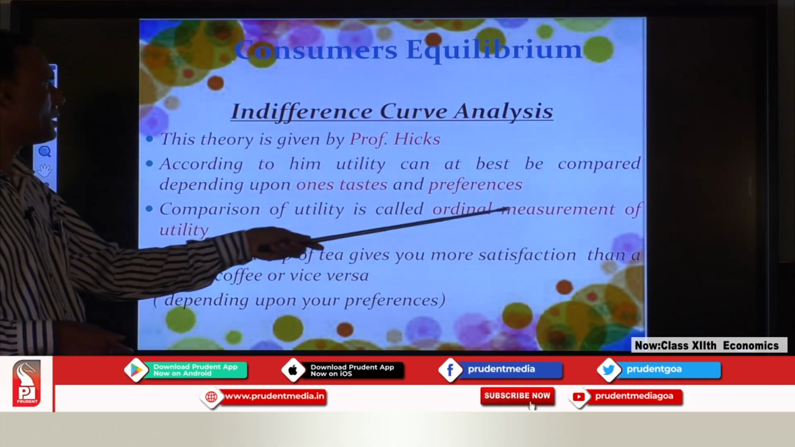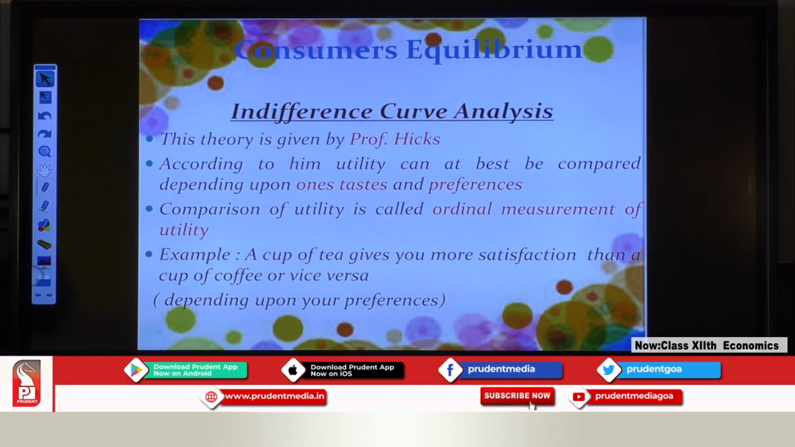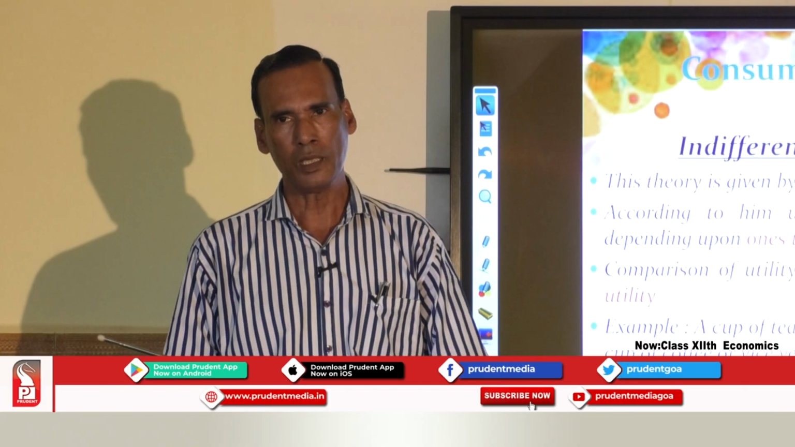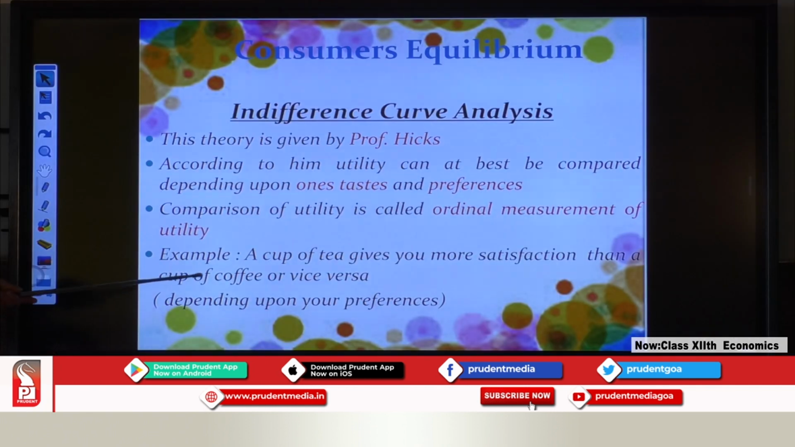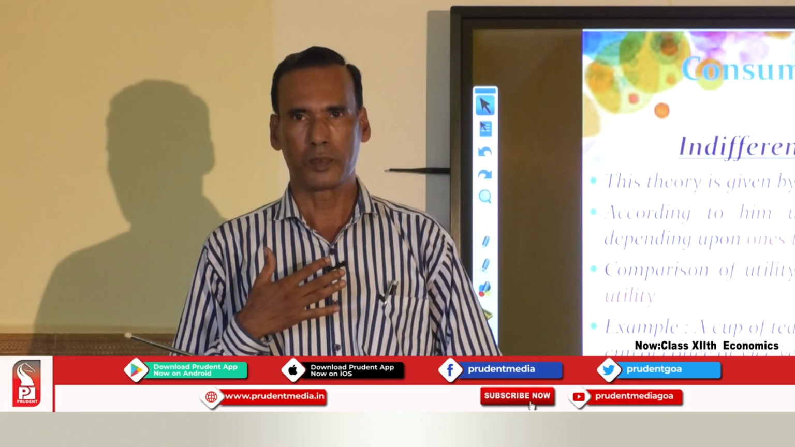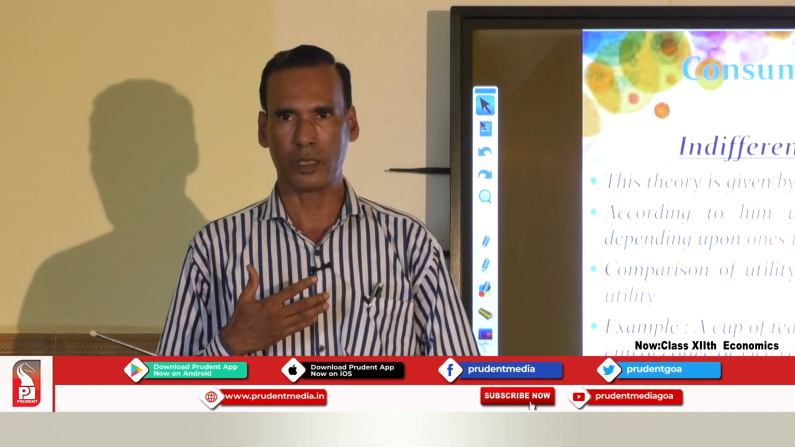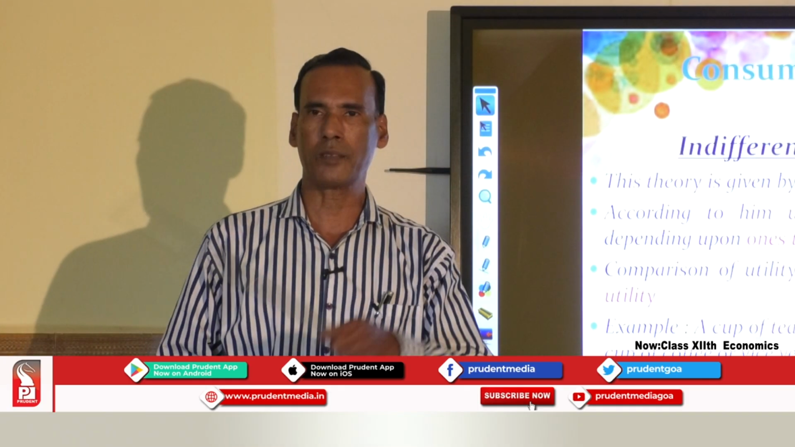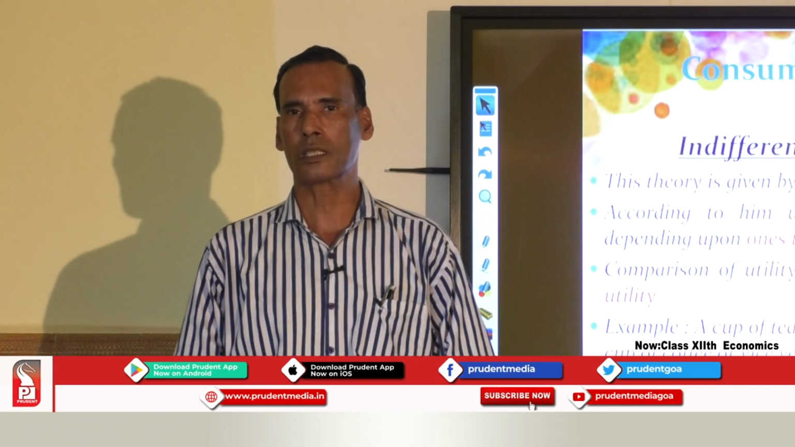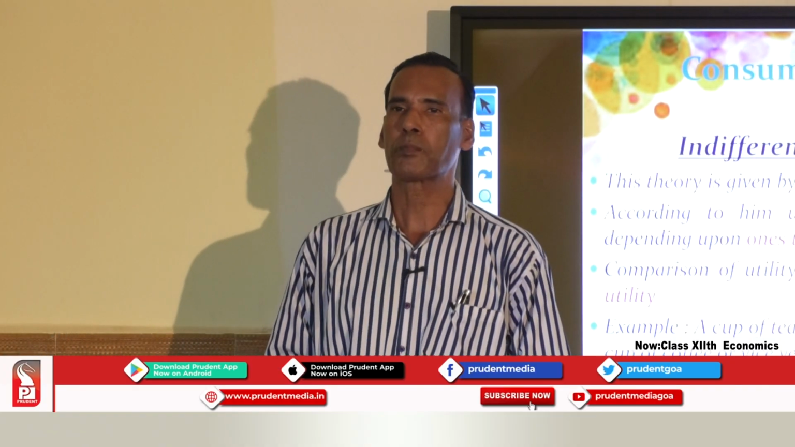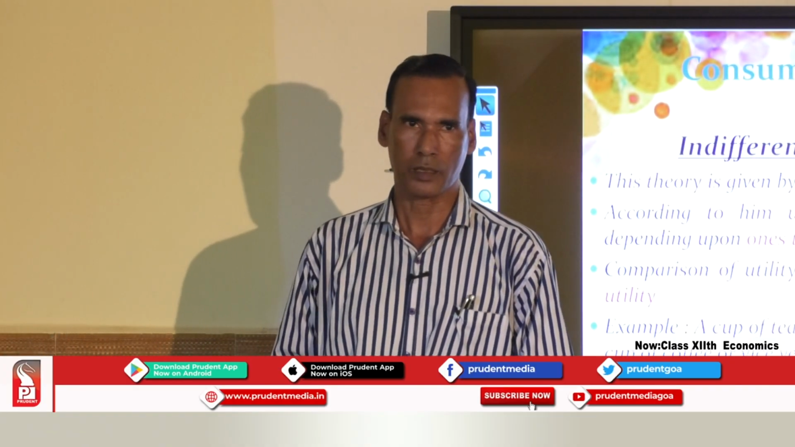Comparison of utility is called the ordinal measurement of utility. When you do the comparison of utility, it is called the ordinal measurement of utility. For example, a cup of tea gives me more satisfaction than a cup of coffee. So, that is my preference. Now, there will be other people who will prefer coffee to tea. So, in short, it depends upon the preferences of a person.